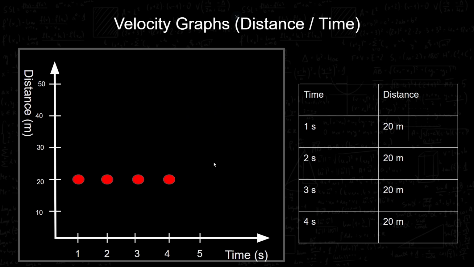Okay, and finally, if I have an object that is staying as a straight line on the graph, or it's not changing its position second by second, this is an object that's standing still, or it has no velocity.